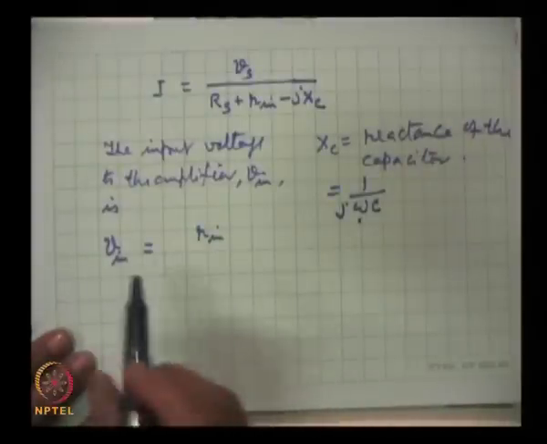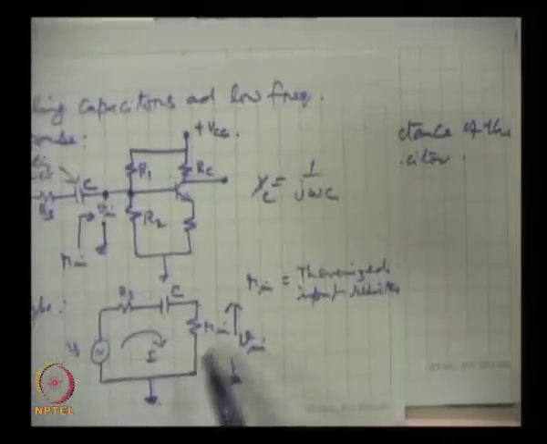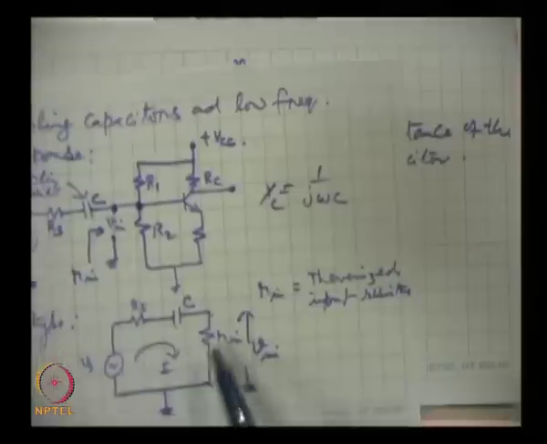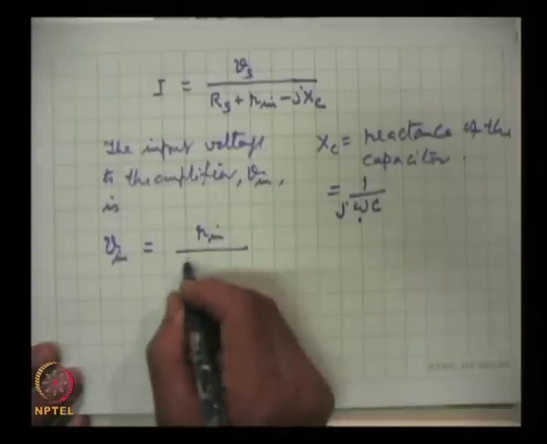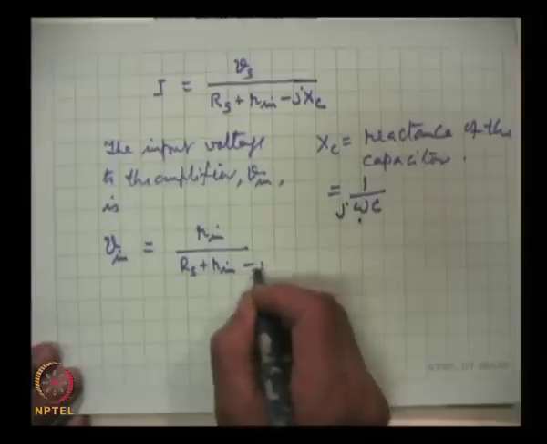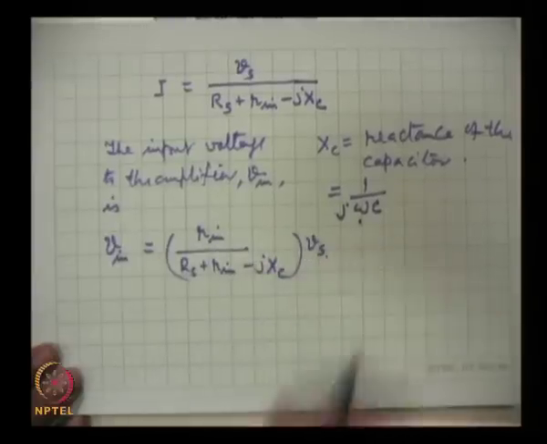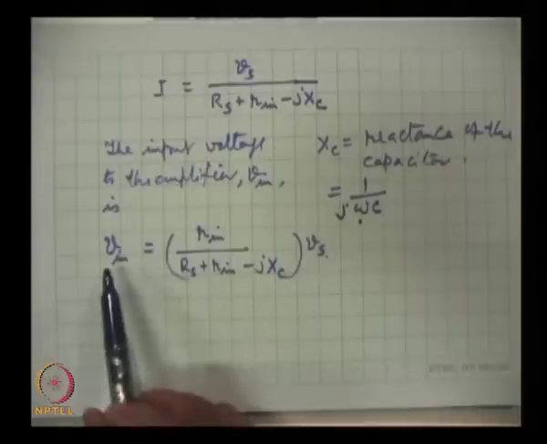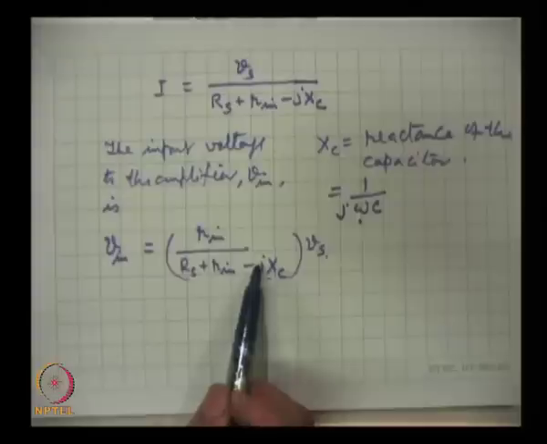So, the current is flowing and that current is equal to this. What is the voltage developed here? That will be this resistance, Rin, so Vin equals Rin by Rs plus Rin minus jXc into Vs. Vs will be equal to Vin if Rs is negligibly small and reactance is also 0.